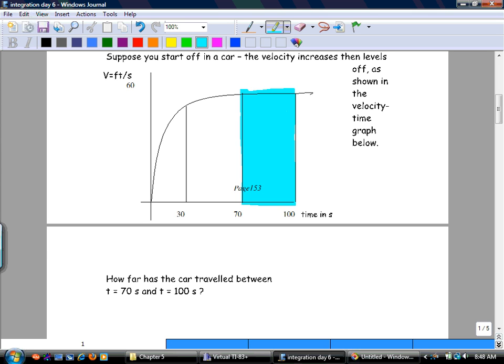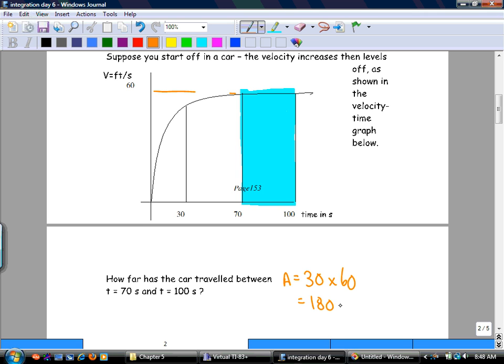Yes. So a good approximation of the area of that curve would be a width of 30 and a length of 60. It's an approximation. It's got an area of 180 square units.